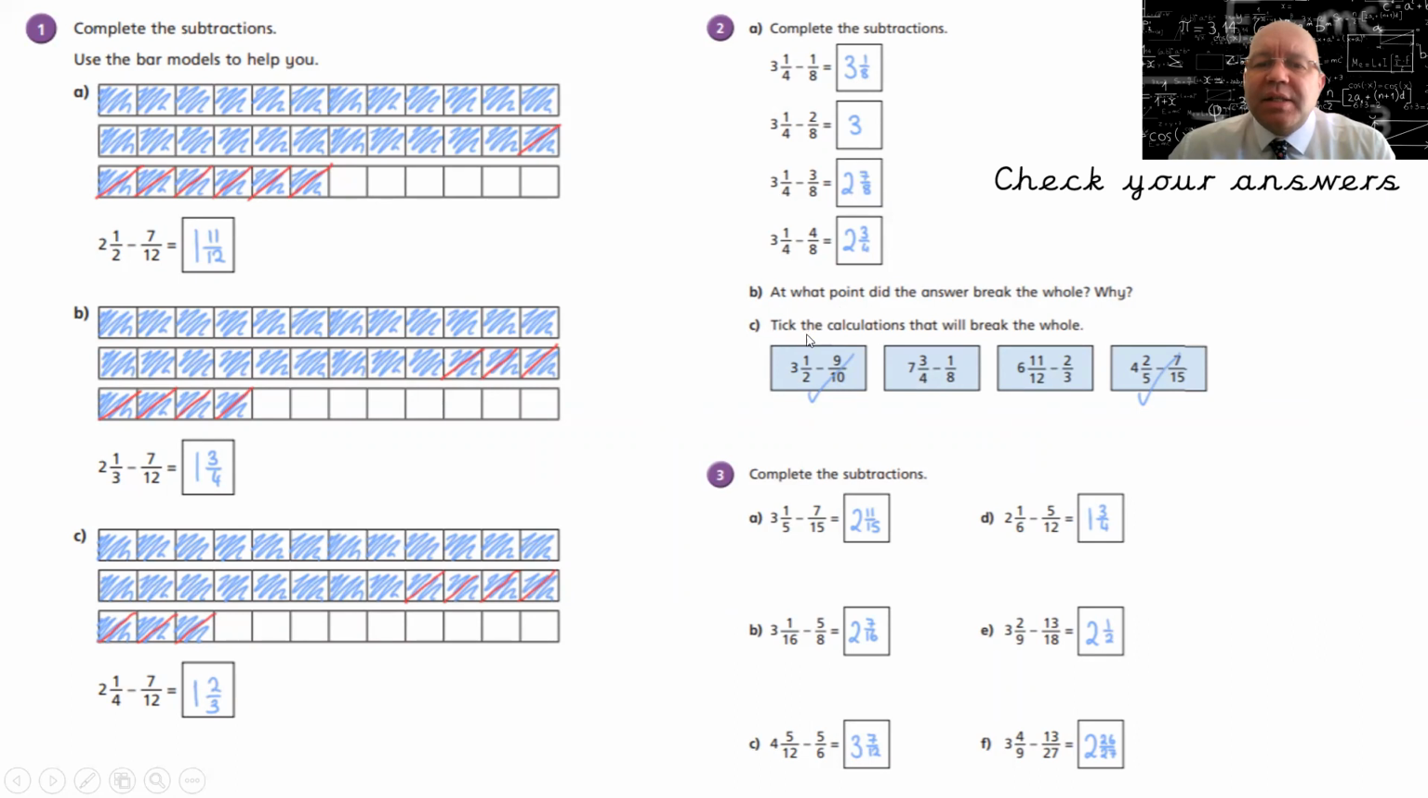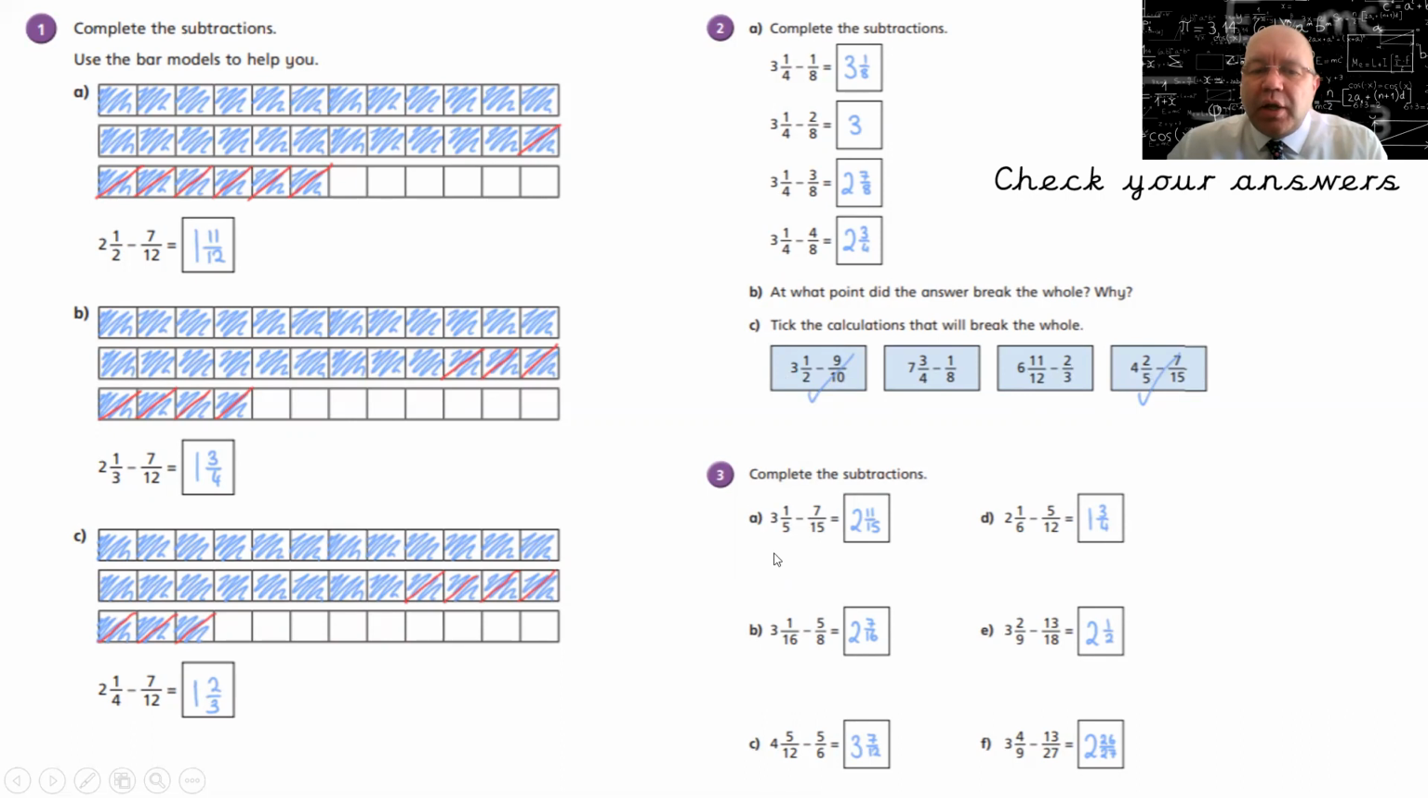Okay, and then C, which ones actually do cross the whole? The first one and the last one. So 3.5 take away 9/10, that will cross the whole. The reason being is that 3.5 is the same as 3 and 5/10. So if you take 9 away from 5, you're going to have to go into the 3. And 4 and 2/5 is the same as 4 and 6/15. 6 take away 7 will require you to steal from the 4. Okay, so the first and the last are the correct answers.